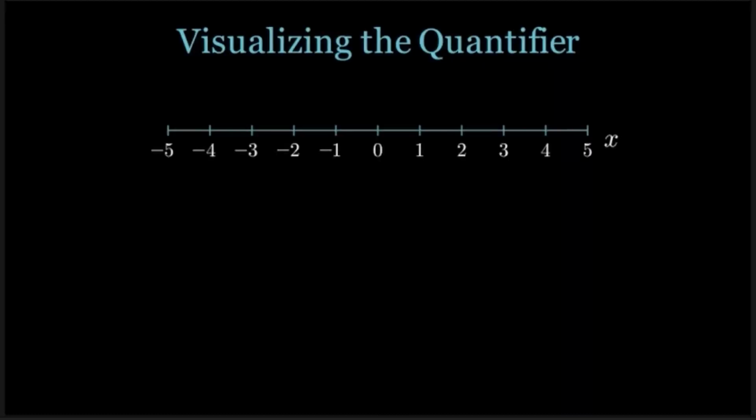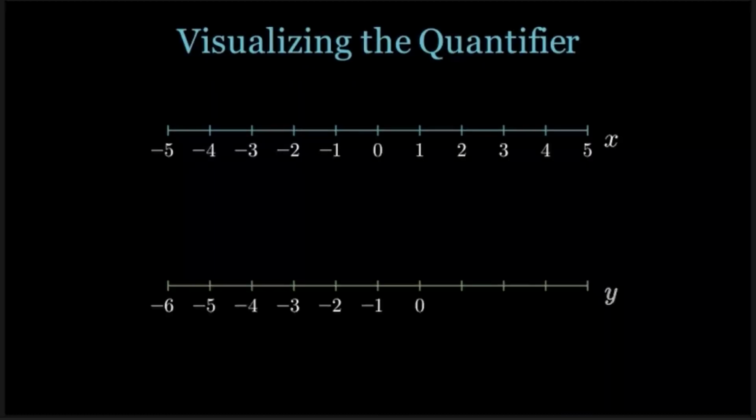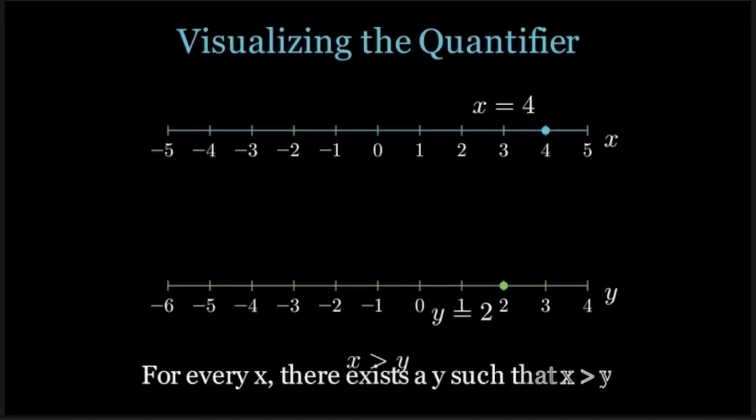Let's lay down our x values. Now let's lay down our y values. If we consider this set of numbers, and we are restricted to x, then we can get: for every x there exists a y such that x is greater than y.